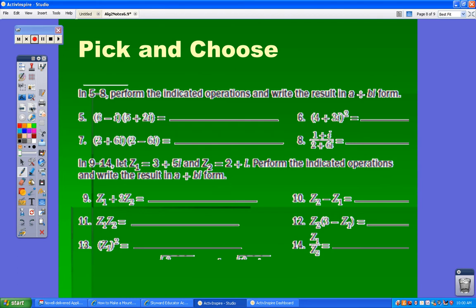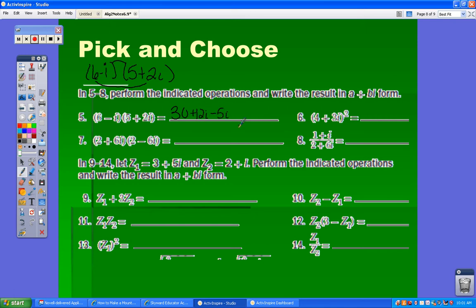Okay, moving on. They want us to perform the indicated operations. I got 6 minus i and 5 plus 2i. We're going to do some double distributing here. 30 plus 12i minus 5i. So plus 12i minus 5i. Some of you do that in your head.